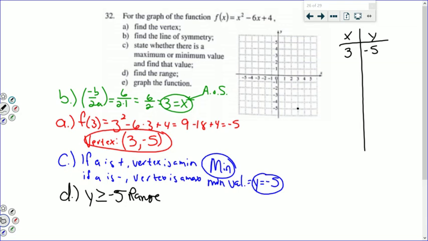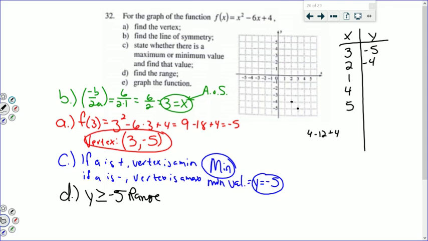Then we want to take steps in both directions. So we want a couple that are smaller to the left and a couple that are larger to the right. Some that are smaller would be something like 2 and 1, and some that are larger would be 4 and 5. We're then going to take all those values and plug them into our function and get values. So 2 squared is 4 minus 12 plus 4. 4 minus 12 plus 4 is 8 plus -12, so this is going to be -4. So we get the point 2, -4.